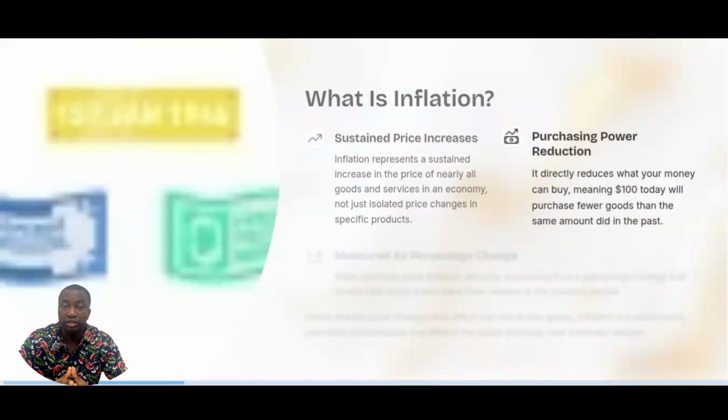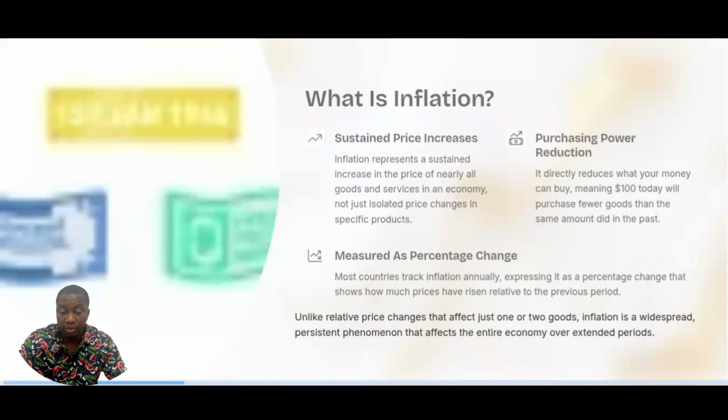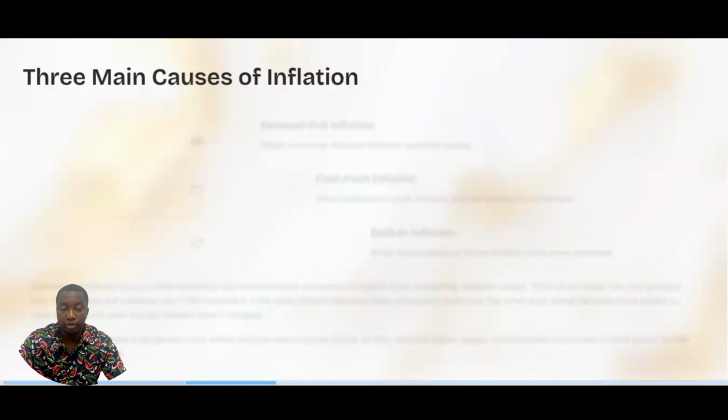Purchasing power reduction. Inflation directly reduces what your money can buy, meaning that $100 today will purchase fewer goods than it used to in the past. So it reduces your purchasing power. It is also measured as a percentage change. Most countries track inflation annually. They express it as a percentage change that shows how much prices have risen relative to the previous period. Unlike relative price changes that affect just one or two goods, inflation is a widespread, persistent phenomenon that affects the entire economy over extended periods.